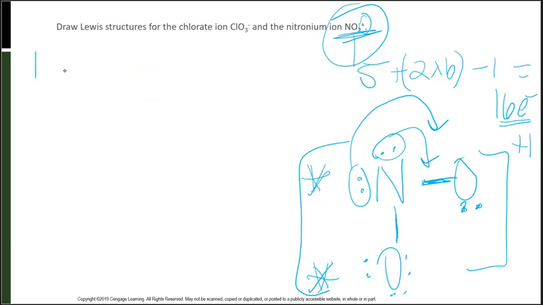So I'm going to rewrite that. We could have N triple bonded to an O that has 2 electrons here, and then a single bond to another O.